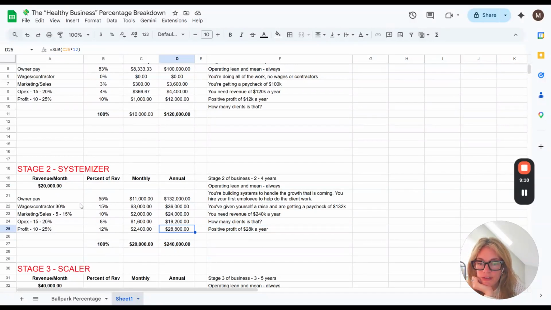So let's look at these percentages. So owner pay, you've come down a long ways because you know you have to hire someone. So you can't keep paying yourself 83%. So you've come down to 55% of revenue, which is still really high. But again, you wanted to give yourself a raise. So now you're making, that's $11,000 a month and you're making $132,000 a year. What you're paying people is 15%. I don't make these percentages here.